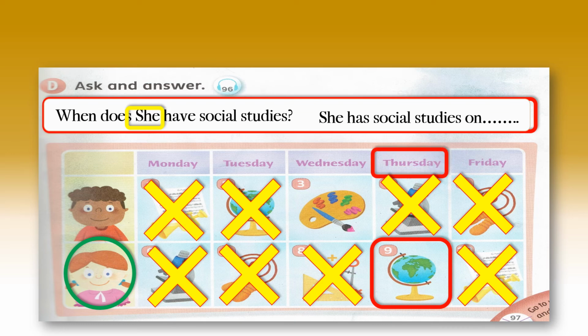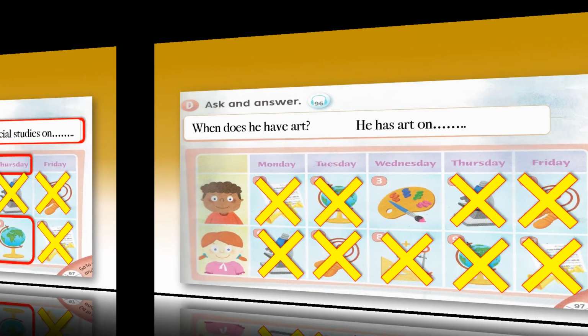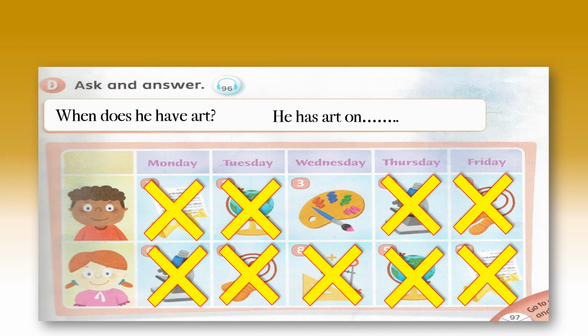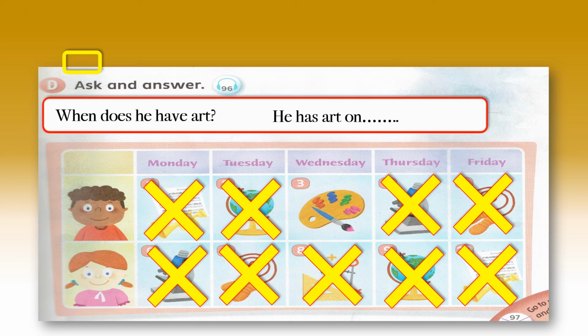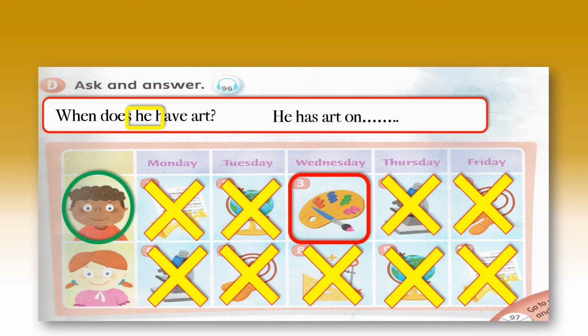Okay, one more. Last one, number 10. This must be very easy now, no? Lots of practice. When does he have art? So we're saying he. We know it's he because there's only one picture. There he is, the boy. And the answer is number 3. He has art on Wednesday. And that is the end.